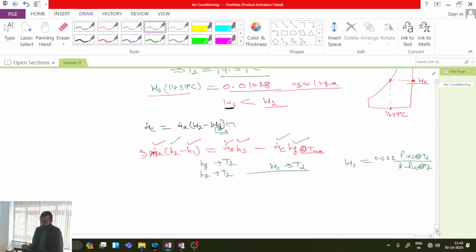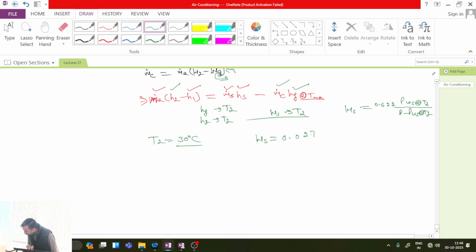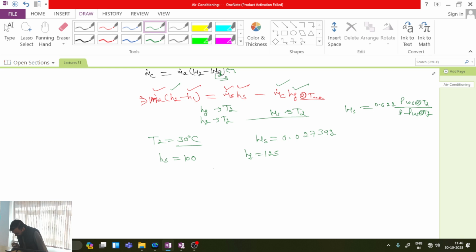Let me assume in the first trial that T2 is 30 degrees Celsius. If I use T2 as 30 degrees Celsius, then I get the value of Ws as 0.027392. The value of H2 is, I think, already known to us, 100, and the value of HF as 125. Is this one clear? What is Hs? Sorry, this is H2. Yeah, H2 is 100.